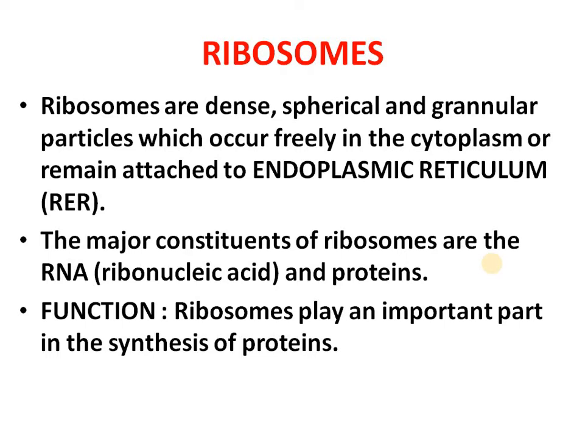The major constituents of ribosomes are RNA and proteins. From which constituents are ribosomes made up of? RNA and protein. The function of the ribosome is very much clear, it is the synthesis of proteins. Clear?